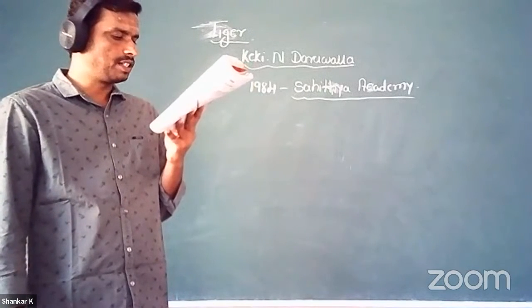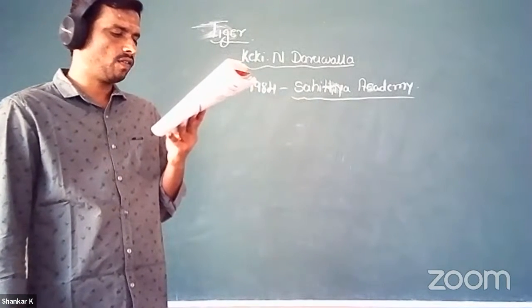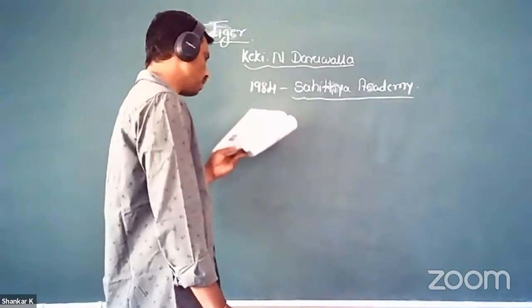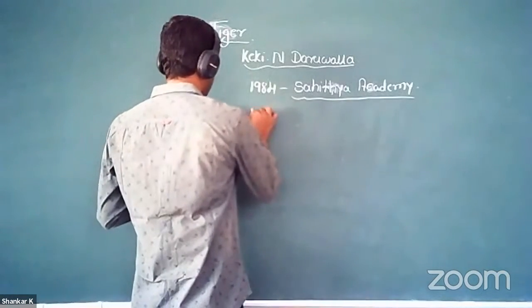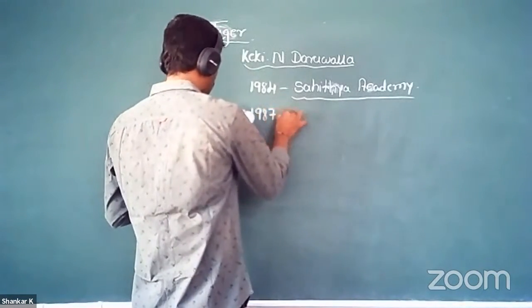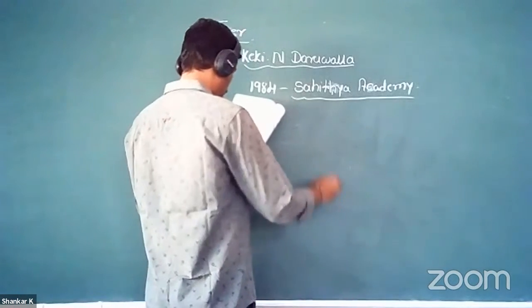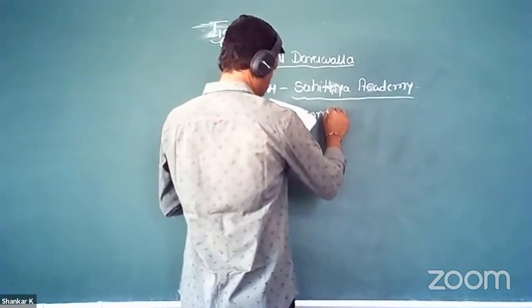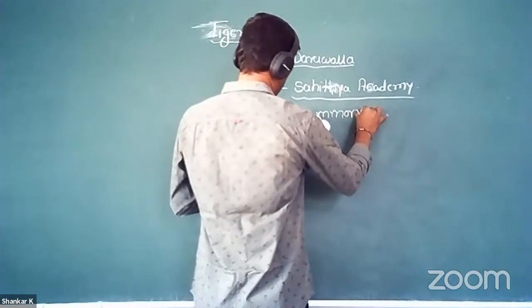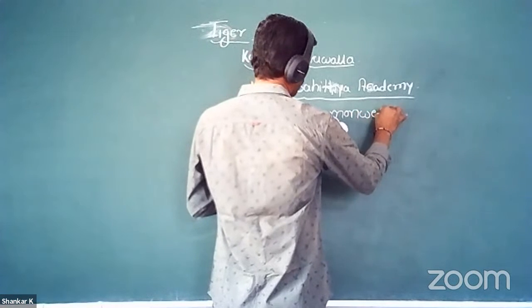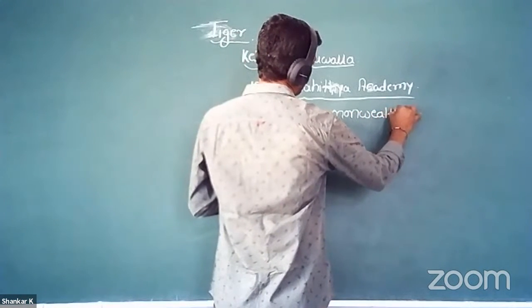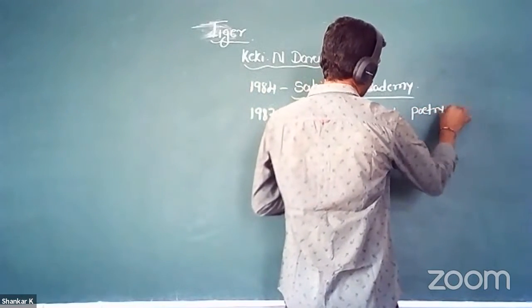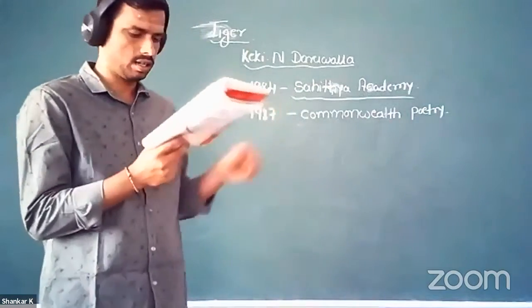The Commonwealth Poetry Award in 1987 for another literary work, that is Landscape. Okay, so he won the Commonwealth Poetry Award also, for his work Landscape.